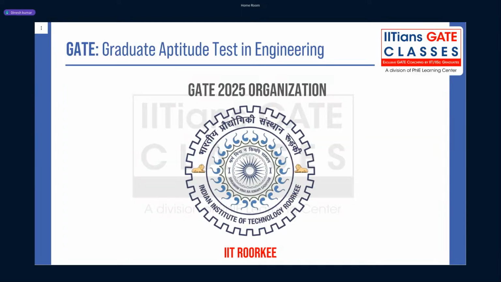Now guys, GATE 2025 will be organized by IIT Roorkee, and the last time IIT Roorkee organized GATE was in 2017. Am I correct, guys? Anybody watching this session? The 2016 paper was by IISc, and the 2024 paper is also by IISc. So the 2017 paper was by IIT Roorkee.